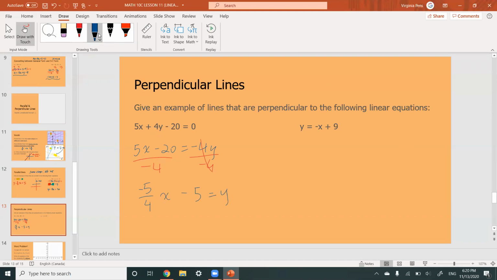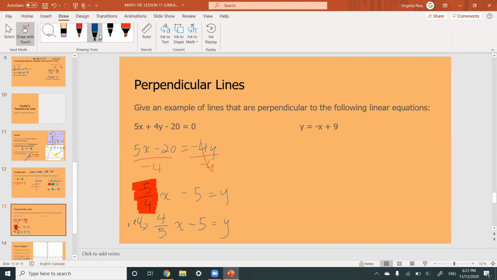So now that we have our slope, which is -5/4, we can find our perpendicular slope. Remember, we need to look for the negative reciprocal. So first of all, negative of -5/4 would be +5/4. And then the reciprocal of that would be 4/5. This is the reciprocal slope, and then we just add in the rest of the equation.